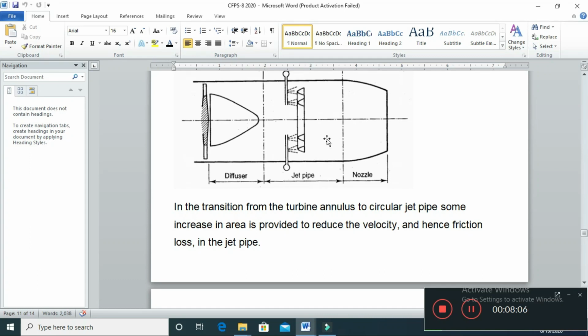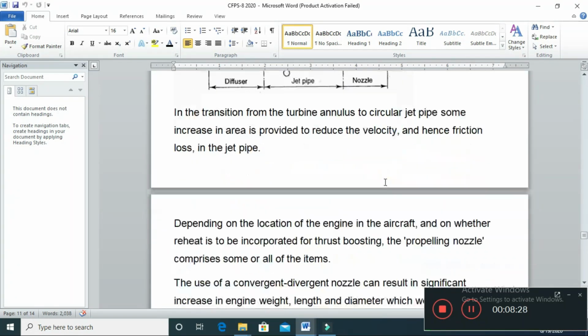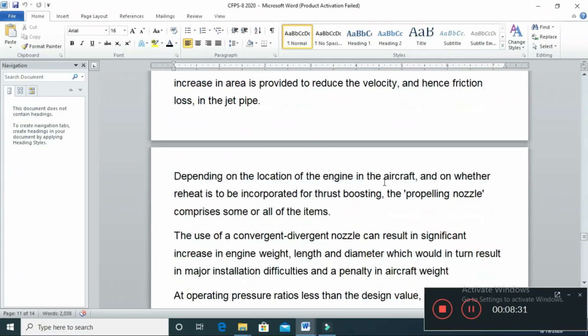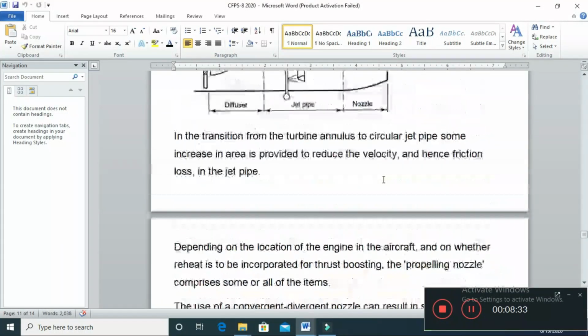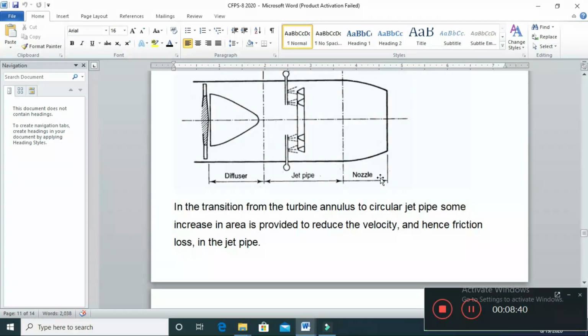Now before the nozzle there can be other components after the turbine. These minor components are the diffuser and jet pipe. The purpose of the diffuser is to streamline the flow after the turbine section. The jet pipe is to place the afterburner, and finally there is a nozzle. Usually the converging nozzle is used for the turbofan applications.